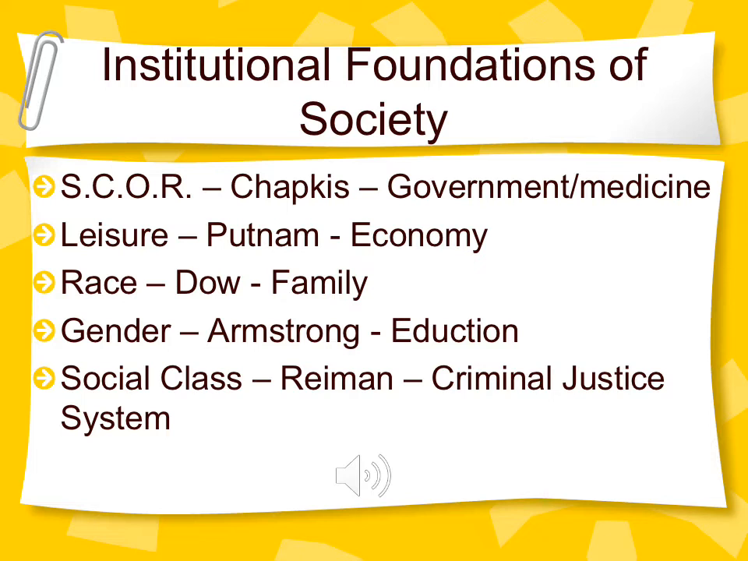Then we'll turn attention to the subtopic of race and how race relates to the institution of the family. And then we'll look at the institution of education, with respect to the subtopic of gender. And then our final subtopic, social class, ties into our third book of the semester. We'll be looking at how social class ties into the criminal justice system.